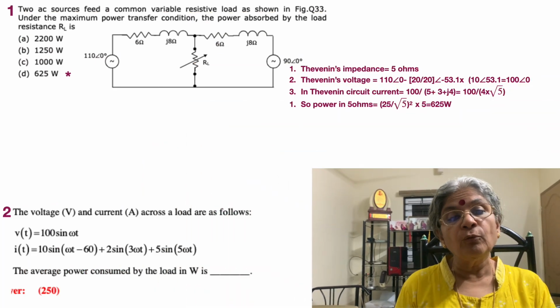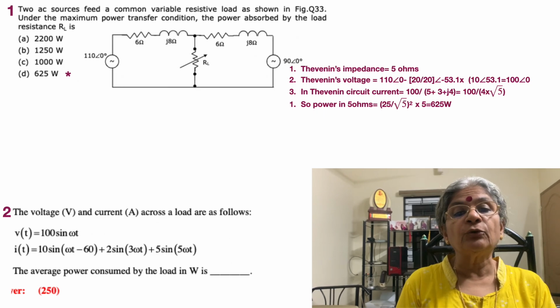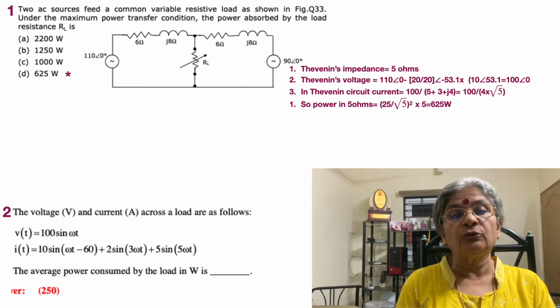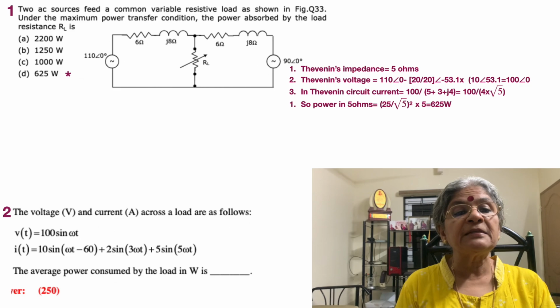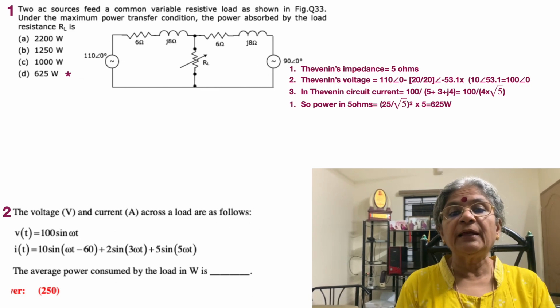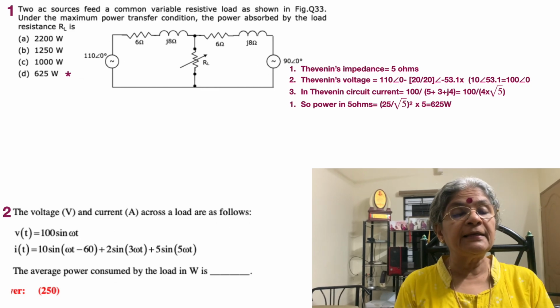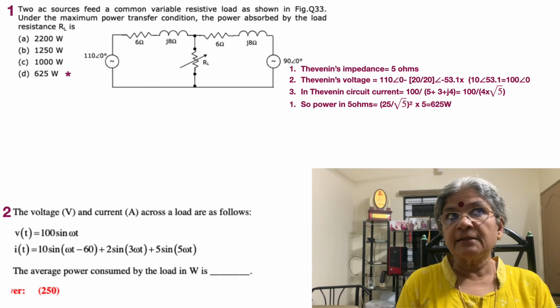Thevenin's voltage is also easily obtained because if you remove RL, then you see that it's a single series circuit with 110 angle 0 minus 90 angle 0 because they are in the same direction. So 110 angle 0 minus 90 angle 0, which is equal to 20 angle 0, feeding the entire circuit. And what is the circuit? It is 6 plus J8 into 2 because there are two impedances there. Now the current is going to be equal to 20 angle 0 divided by 6 plus J8 into 2, which is the same as 2 into 10. 6 and J8 together gives you 10.